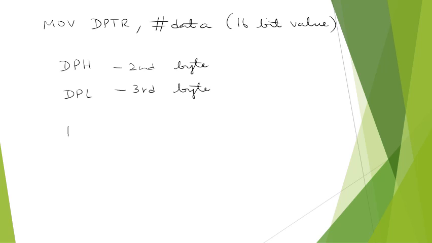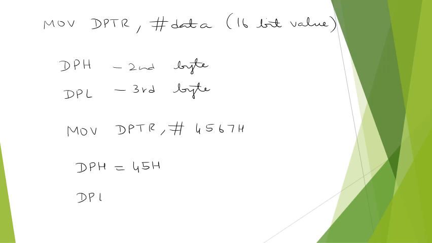So the example we have is MOV DPTR, #4567H. So this will load the value 4567 into the data pointer. So the data pointer higher byte DPH will hold the 45H value, and the data pointer lower byte DPL will hold the 67H value.